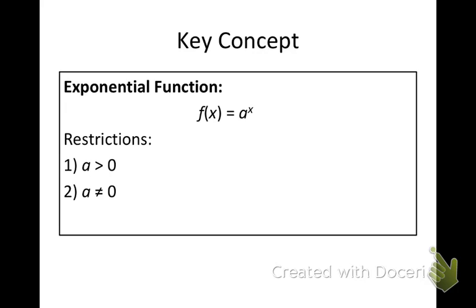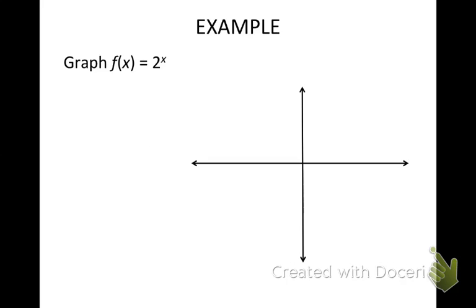We do have some restrictions. Our a is going to be greater than 0, and our a is not going to equal 0, because if it was 0, then nothing would exist. Okay? All right. Everybody got that? Okay, so let's do some graphs.